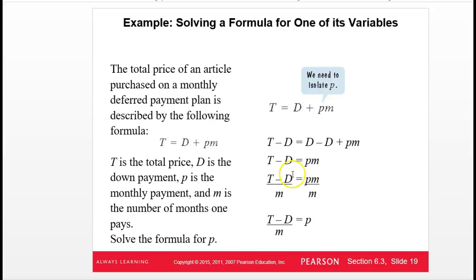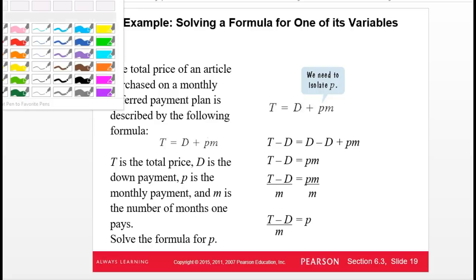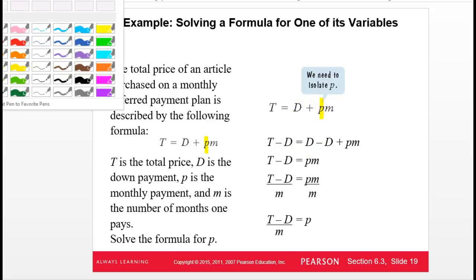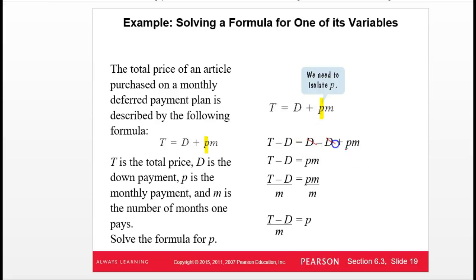Alright, now here's another one. If I have this formula and I want to solve it for P, same thing, this is what I'm trying to isolate. So what am I going to do? I'm going to make my way from outside in. So I'm going to get rid of the D first. So this D and this D are gone, leaving just the P. And then I want just P. I don't want the M with it. So I'm going to divide both sides by M. And M divided by M is 1, so I'm just left with P by itself.